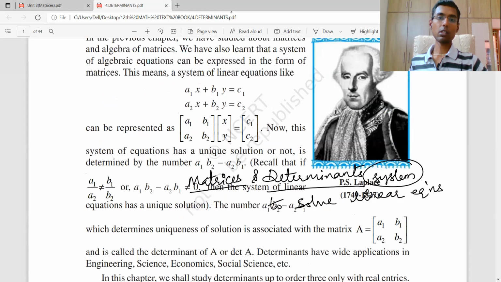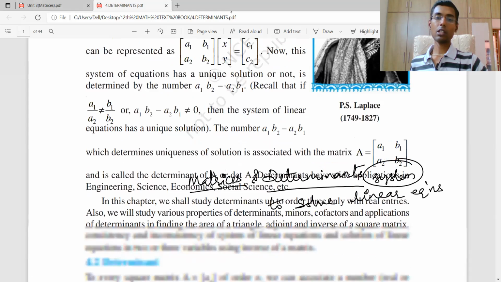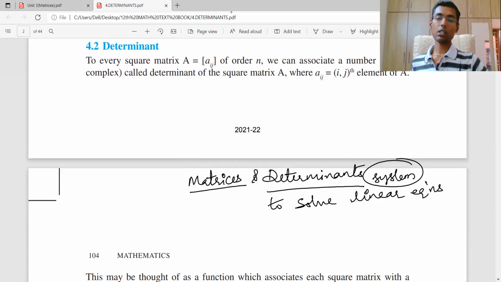This is a system of linear equations in two variables. A system means two or more equations; one equation we don't call a system. Two variables means we have two equations, and that's called a system. System of linear equations in three variables means we have three equations. To solve that, we use matrices and determinants. That's a final application of matrices and determinants.